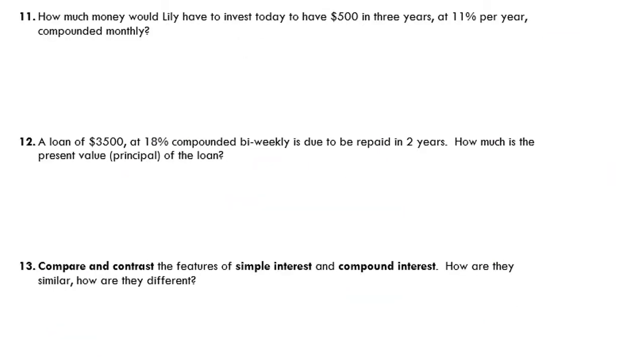Our next question, how much money would Lilly have to invest today? That's one of those key words, so I'm just going to underline it here. To have $500 in 3 years at 11% compounding. So we know we're using this. Monthly, that's our C value.